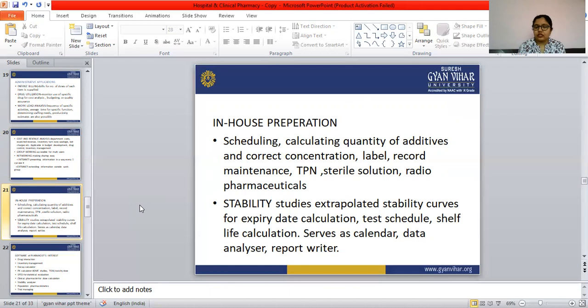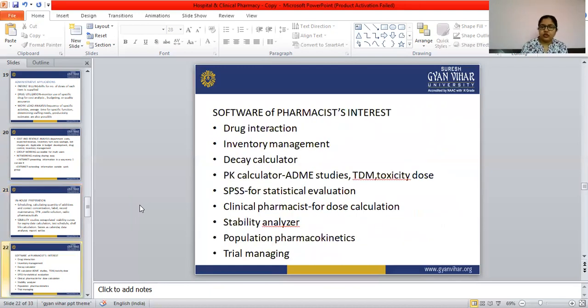Serves as calendar, data analyzer, report writer. The computer can serve as a calendar, data analyzer, report writer. Then software of pharmacist interest. For doing all these necessary works in clinical pharmacy, we have to install some software in the clinical pharmacist's computer. So, software of the pharmacist interest.